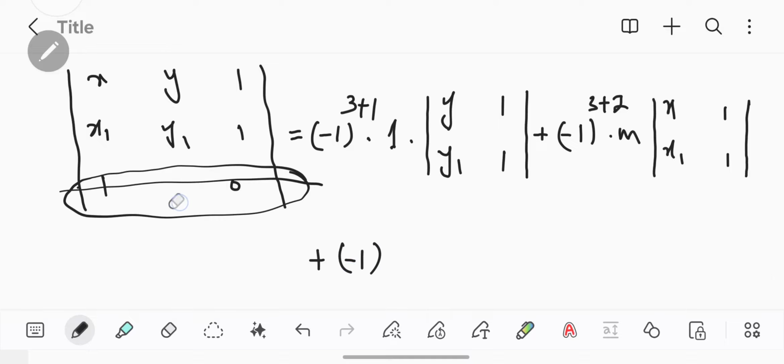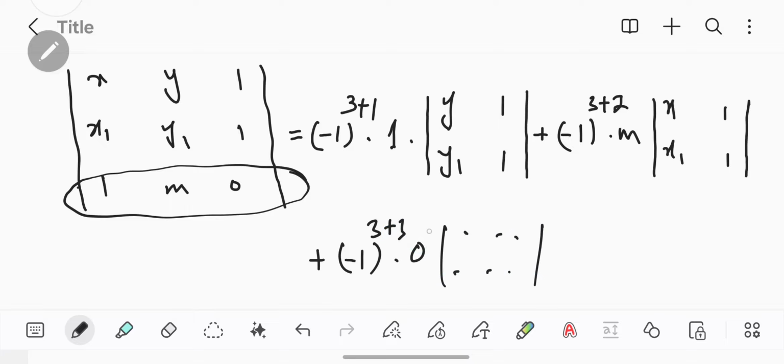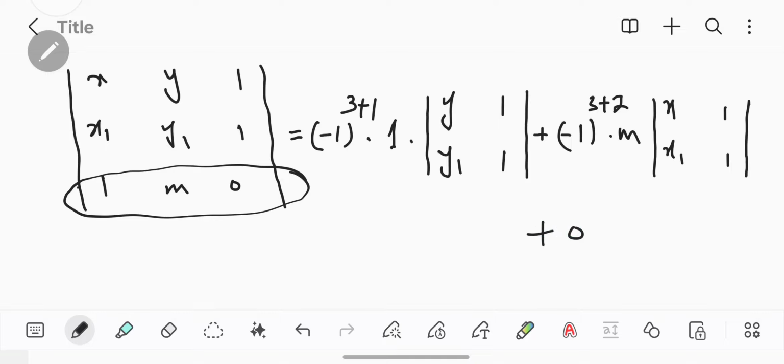Now come to the last term, which is 0: minus 1 to the power 3 plus 3 times 0 times anything doesn't matter, because this is 0, it will kill everything. So this whole thing is 0, so I will write this is equal to 0.